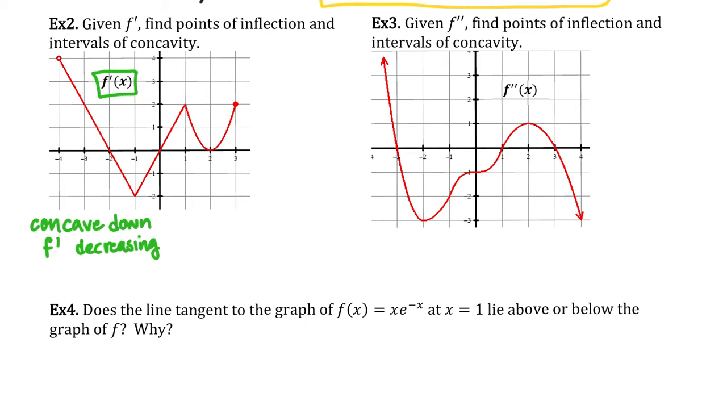So I'm going to look at the graph of f prime, because that's all I've been given, and see where the graph is decreasing. So this is decreasing from x equals negative 4 to x equals negative 1. And then it's decreasing again from x equals 1 to x equals 2.